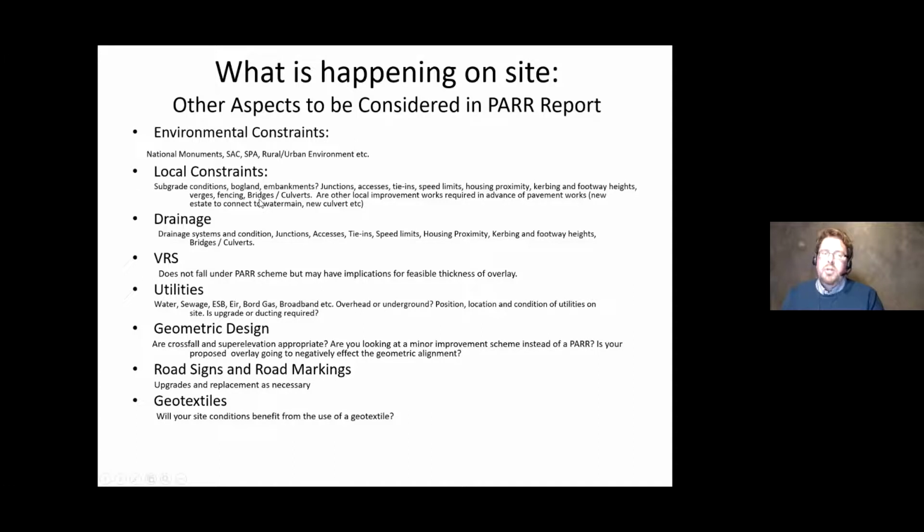You shouldn't be changing the loading that's on the bridge under you, but also you can't reduce the safe operational height of the bridge over you. You cannot reduce, say, if you're overlaying by 100 mil under a bridge, you're changing its safe operational height. You're not going to get away with that from the bridges section of the TII, and you definitely won't get away with that with Irish Rail.